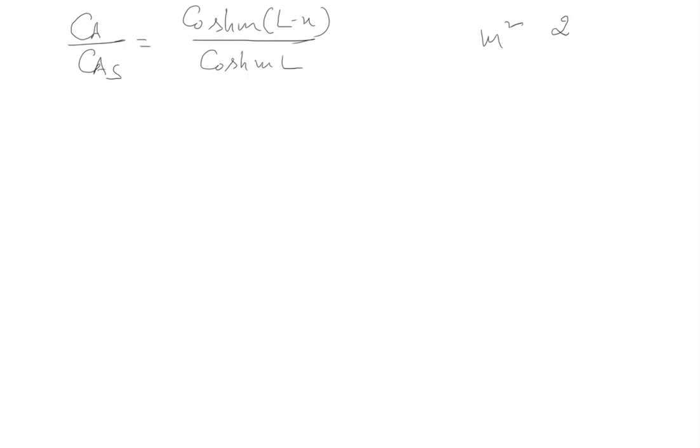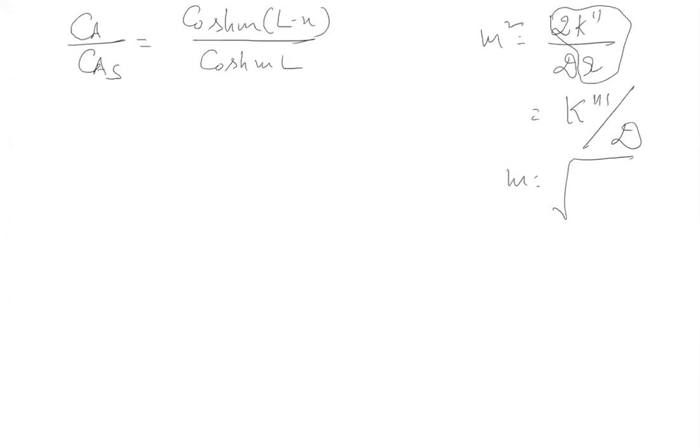Clear. So with this, I now have a concentration profile: CA divided by CAS is equal to cosh(m(L minus x)) divided by cosh(mL). What is m? Yesterday we wrote m squared as 2k'' divided by D times r. Combining 2k'' by r as k''', m is the root of k''' divided by D. Clear? Now this is my concentration profile.